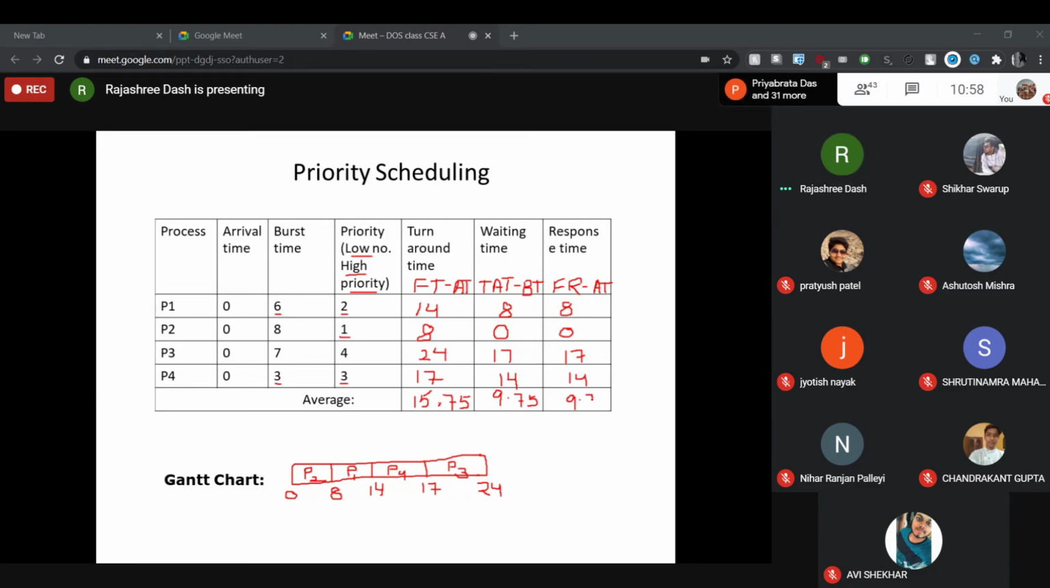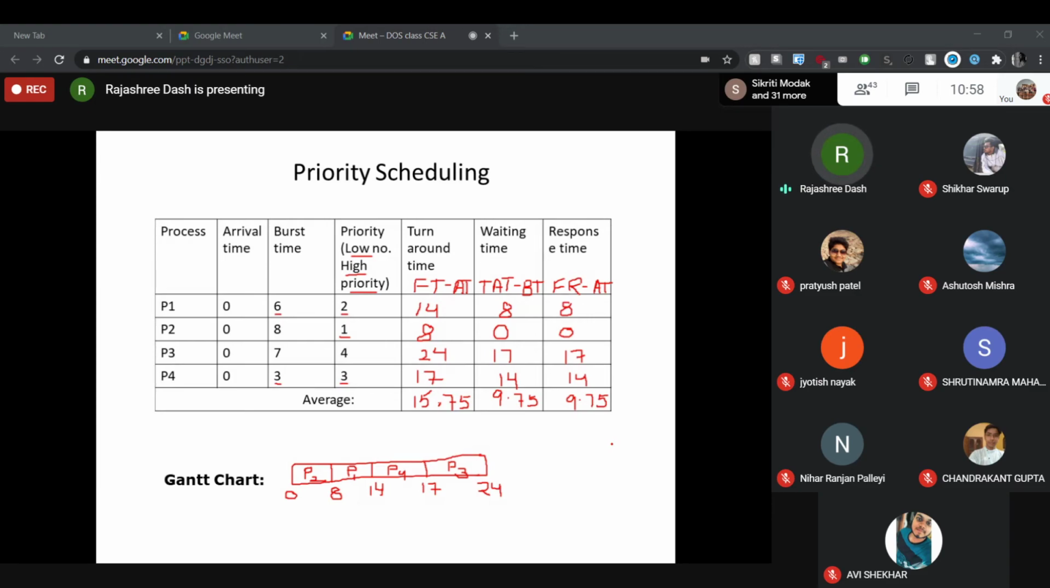Clear? Okay, ma'am. Now, can you tell me how many context switches occur here? If you do not include the first process and the last process, how many context switches occur here?